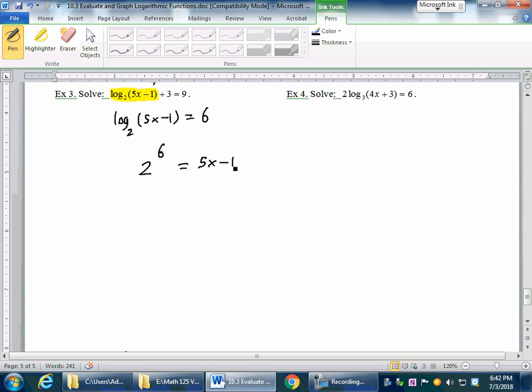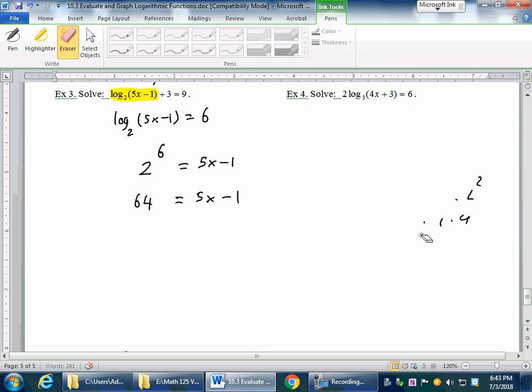Now I can solve for x easily. So first, 2 to the 6th power. 2 to the 4th power, 2 to the second power times 2 to the second power, right? So 4 times 4 times 4. 4 times 4 is 16. 16 times 4 is 64. So 2 to the 6th power is 64, equal to 5x minus 1.